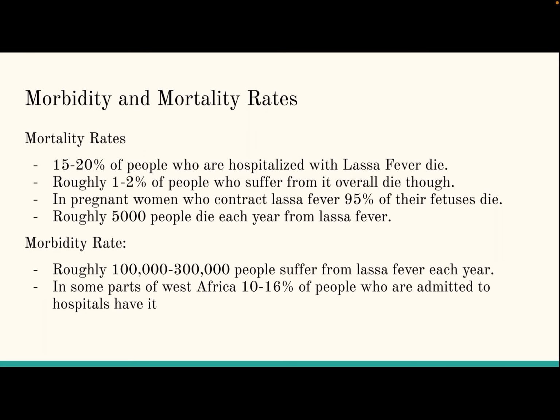Morbidity and mortality rates. Mortality rates. 15 to 20% of people who are hospitalized with Lassa fever die. Roughly 1 to 2% of people who suffer from it overall die, though. In pregnant women who contract Lassa fever, 95% of their fetuses die. Roughly 5,000 people die each year from Lassa fever.